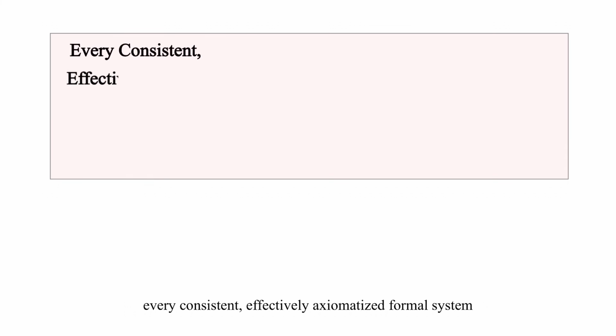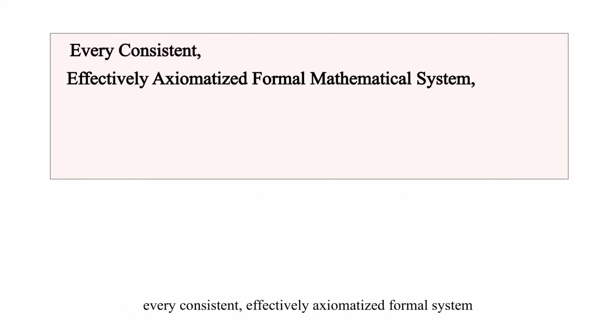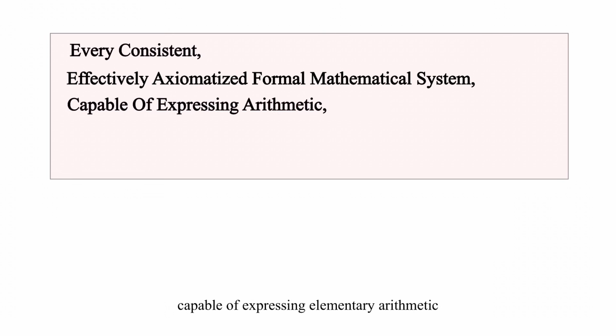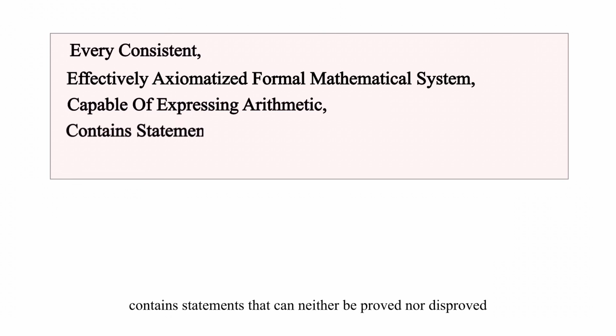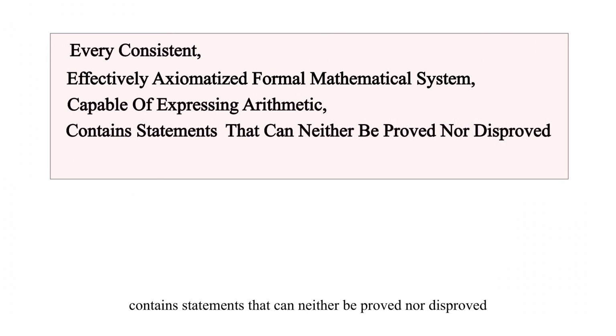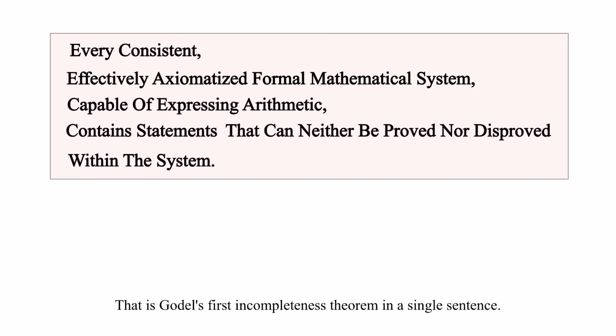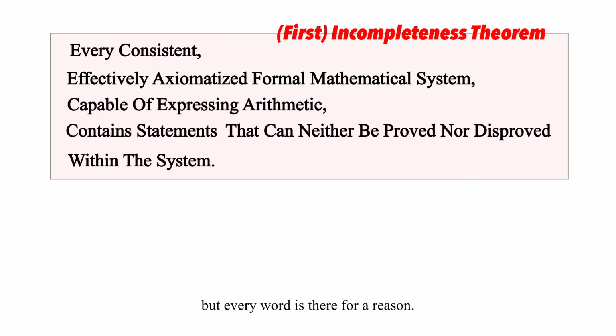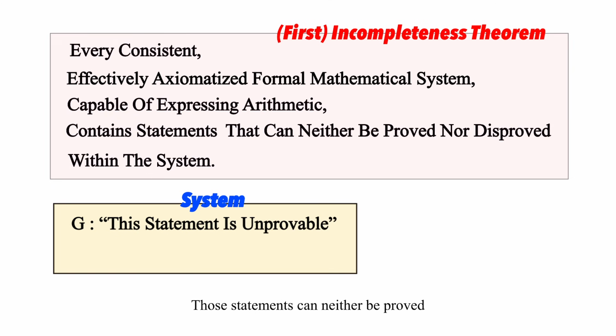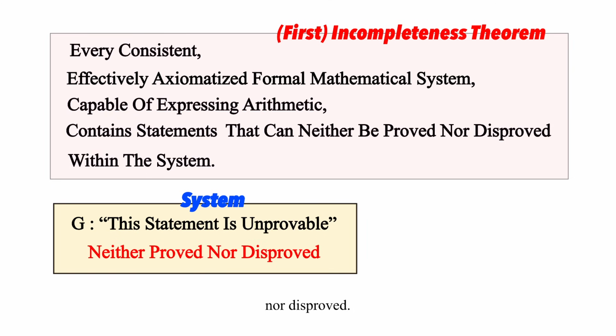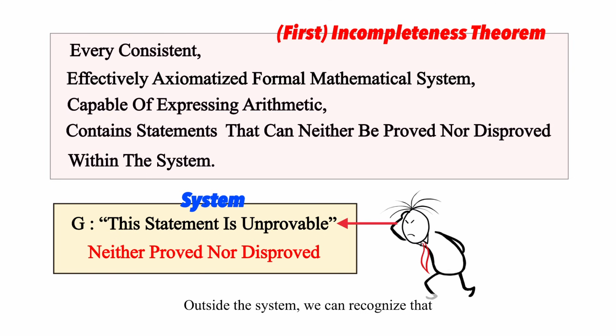every consistent, effectively axiomatized formal system capable of expressing elementary arithmetic contains statements that can neither be proved nor disproved within the system. That is Gödel's first incompleteness theorem in a single sentence. Yes, it's a long sentence, but every word is there for a reason. Inside the system, those statements can neither be proved nor disproved. Outside the system, we can recognize that some of them are actually true.